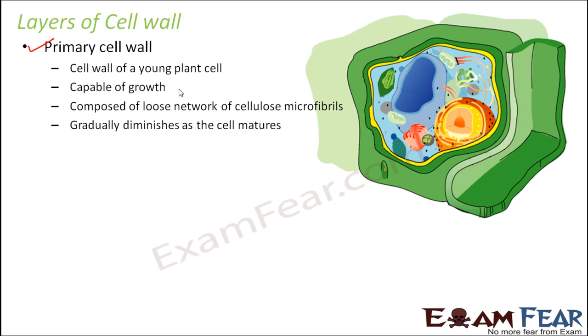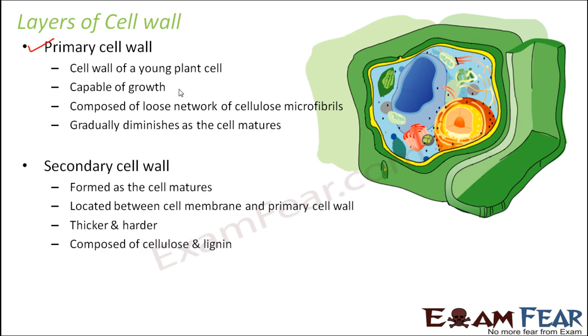It gradually diminishes as the cell matures. Now what happens is, when the plant has just started growing, when it is a small, young plant, at that time it just has one layer of cell wall, and that is the primary cell wall. Now as the plant continues to grow, that cell wall also grows, and it gradually gives rise to the secondary cell wall, and the primary cell wall gradually diminishes. So by the time the plant is completely matured, it has a completely formed secondary cell wall, and the primary cell wall vanishes. So let us look at the secondary cell wall.